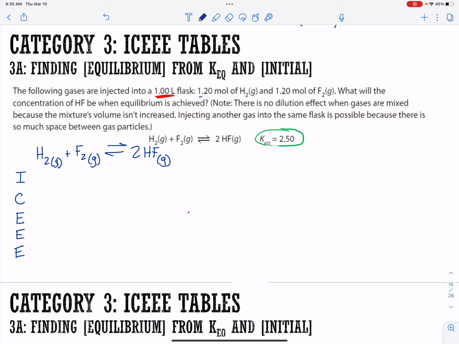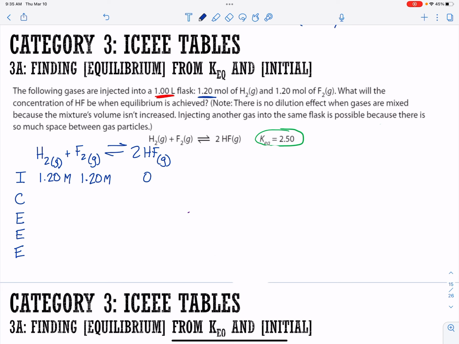It says initially we're injecting 1.20 moles of H2 into that 1 liter flask. So my initial concentration here is 1.20 divided by 1. It is in here as 1.20. That hasn't changed, but we have converted it to a molarity. And I've got 1.20 moles per liter of the fluorine. Again, I'm dividing by that 1. If it was a 0.5 liter flask, that would change the numbers there. And it doesn't mention anything about the HF, so I'm going to put in 0.